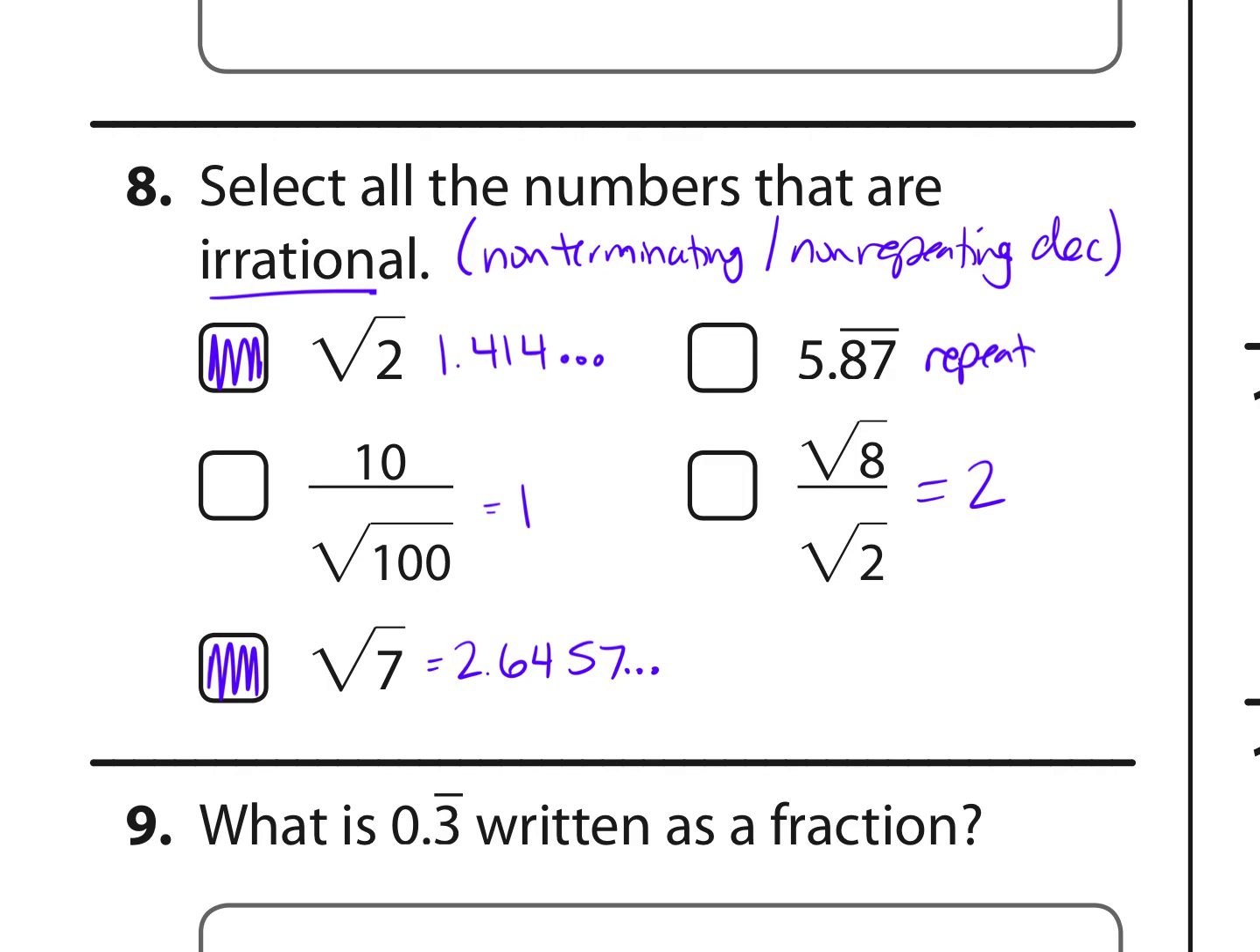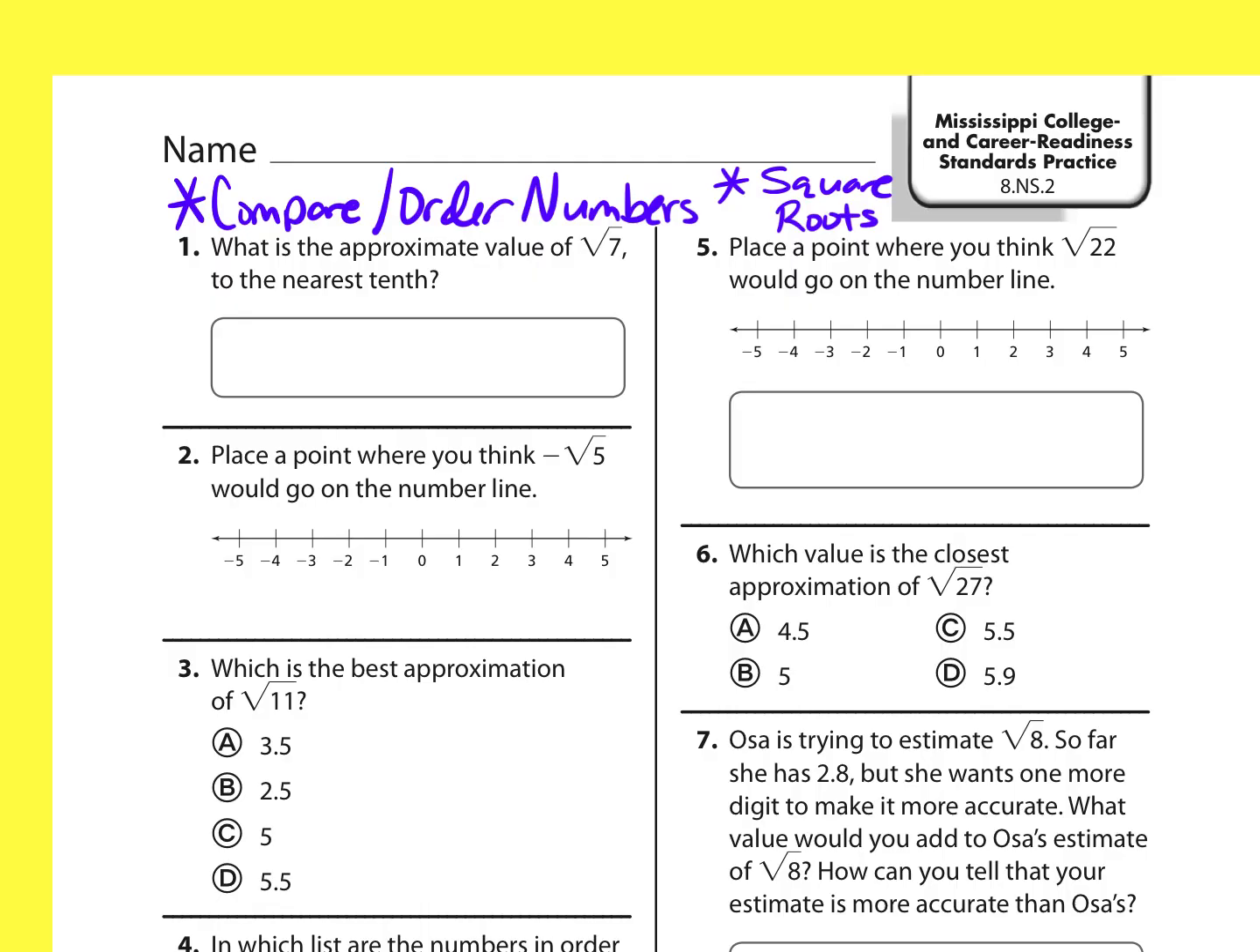So that is rational. The next standard 8.NS.2 is about comparing and ordering numbers, and it also includes square roots. So comparing and ordering numbers could be finding what 2 integers a decimal value or a square root value falls between. It could also include being given a list of numbers and putting them in order from least to greatest.